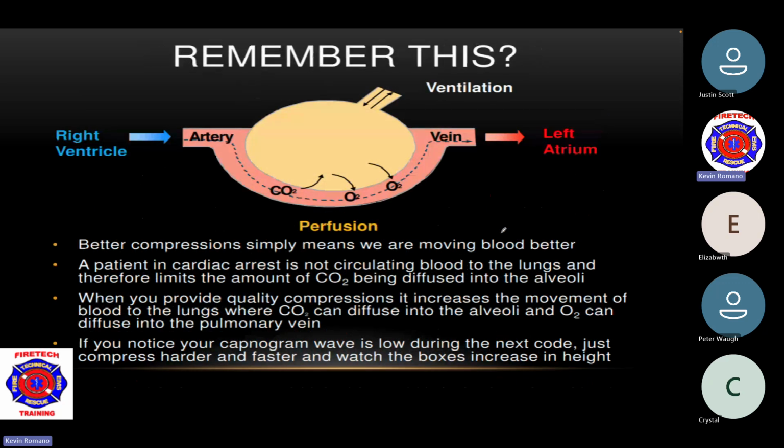So going back to that perfusion one again, if we can't have diffusion, we can't move those gases around, right? The body cannot perfuse appropriately. Without going into detail on this slide, right? If your capnography wave is low during your next code, compress harder and faster, and you'll start seeing that change, right?